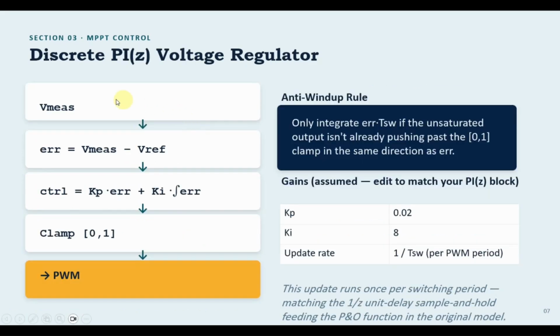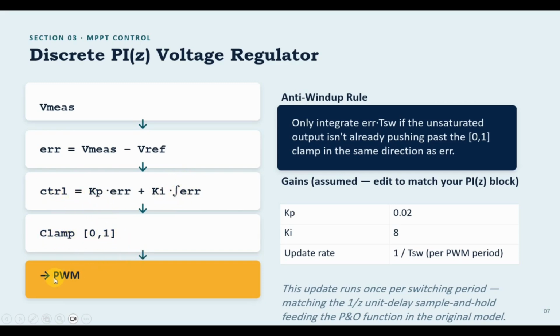Once Perturb and Observe has decided what voltage we want, we need an actual controller to make the real voltage track it, and that's the job of this discrete PI controller. It's the classic structure. Take the error between measured voltage and the reference, multiply by Kp, add the integral of the error multiplied by Ki, and that becomes our duty cycle command, clamped between 0 and 1.